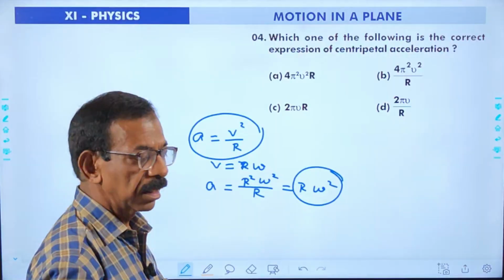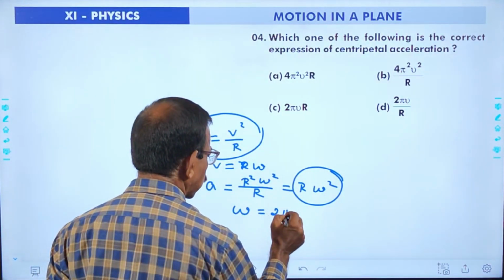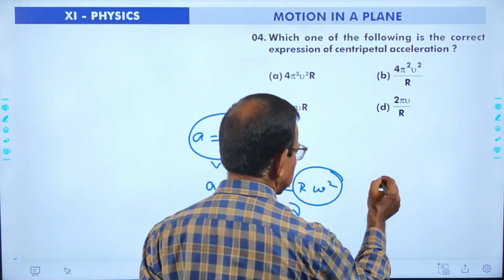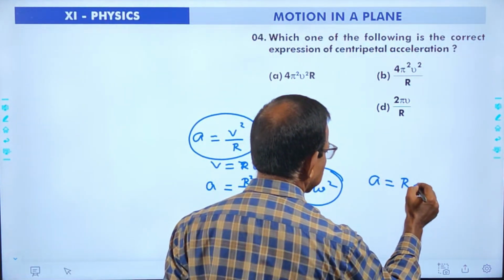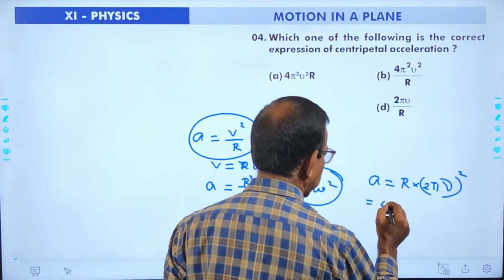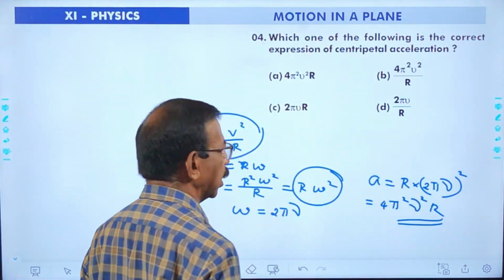Hence the correct answer is to be modified like this: omega equals 2 pi nu. There is another relation. Hence it may be modified like this: A equals r into 2 pi nu the whole square. On expanding we will get 4 pi square nu square r. This is also centripetal acceleration.